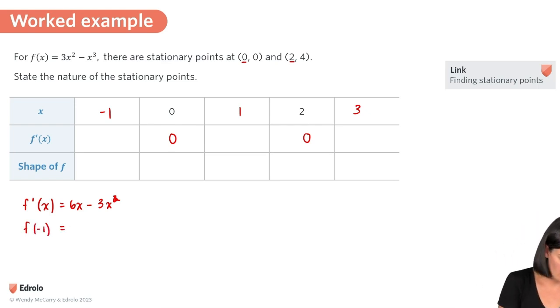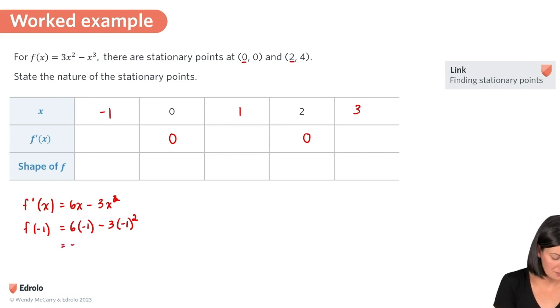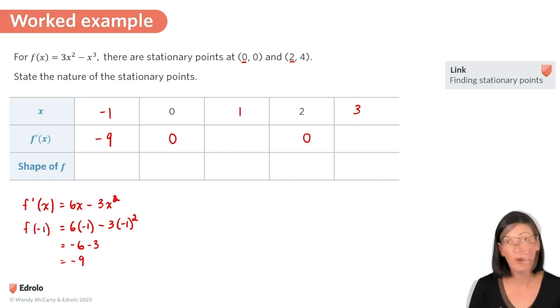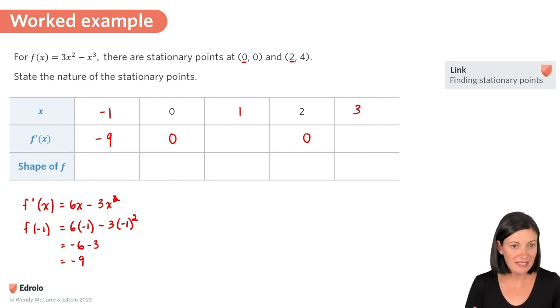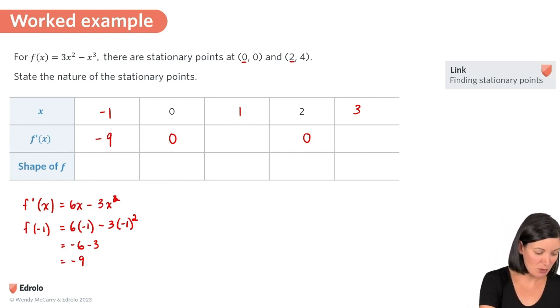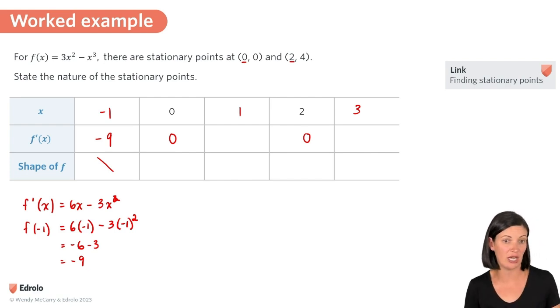Now, taking x equals -1, let's look at what happens to the derivative. So I get 6 times -1 minus 3 times -1 all squared. 6 times -1 is -6. And then -1 squared is +1 times -3. So we have -6 minus 3, which is -9. Okay. So the gradient at x equals -1 is -9. What we're most concerned about is whether that's a positive or a negative value, and in this case, it's a negative value. So that means at that point, f has a negative gradient. Okay, so I'm going to draw it in there. That's just giving me an idea of the shape of the graph.